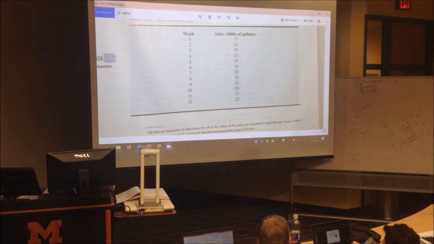I'm saying just come up, how about this? Come up with your first forecast. Whatever the first forecast you can get with a 4-period centered moving average. I'm going to use the first 4 numbers: 17 plus 21 plus 19 plus 23, divided by 4.